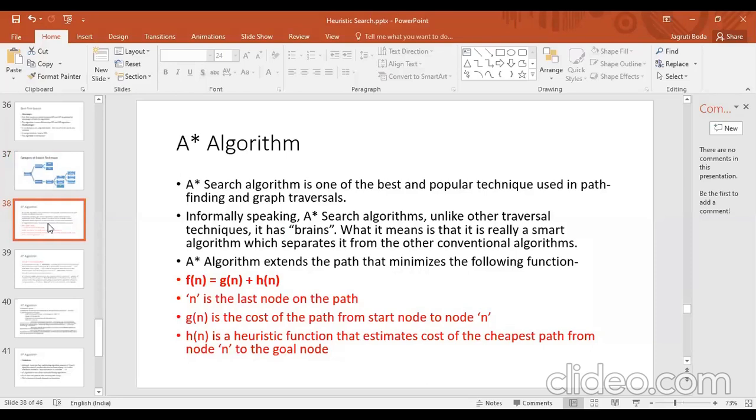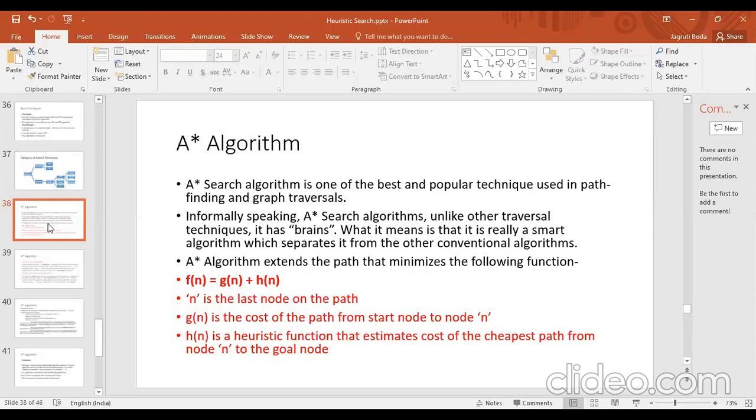Okay. Informally speaking, A-star algorithm, unlike other traversal techniques, has a brain. What it means is that it is a really smart algorithm, which separates it from other conventional algorithms. A-star algorithm extends the path that minimizes the following function. In the previous lecture, we saw best first search algorithm uses the minimum cost node to explore the next node, right? But here the function is given: f of n is equal to g of n plus h of n.